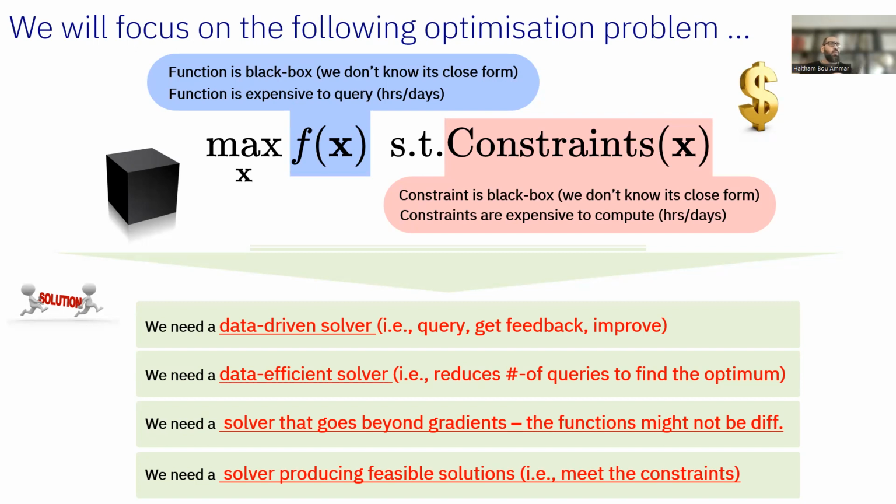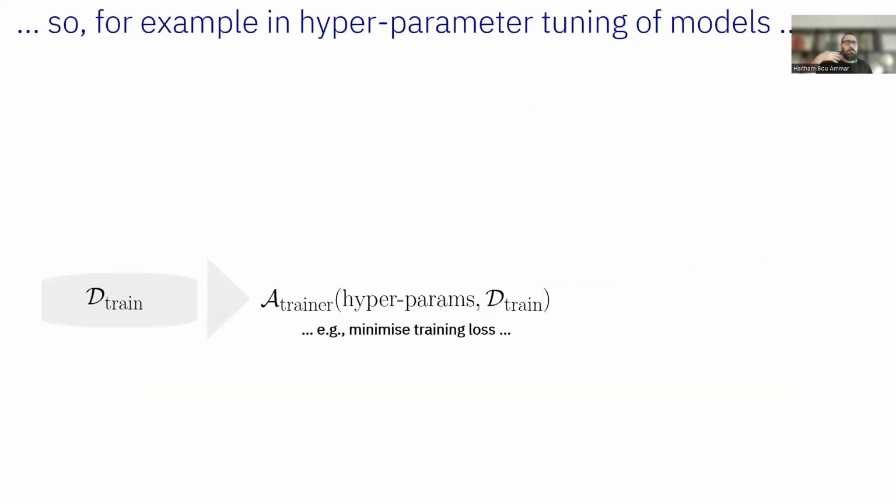So what are sets of examples where this could occur? Why is this an interesting problem for us? Well, maybe the most well-known setup of this problem is the one related to hyperparameter tuning from machine learning.